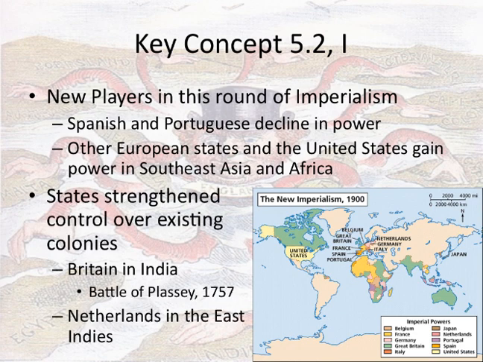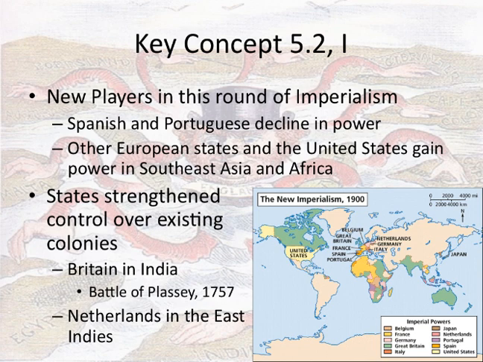And these places gain power in Southeast Asia and Africa specifically. Now, states strengthened their control sometimes over colonies that they already had, or colonies that had already existed within their realm. So, for example, Britain had first made inroads into India in the early 1600s, around the year 1608. But they really don't gain traction there in large amounts until the Battle of Plassey in 1757. This is a battle between the British East India Company and the last remnants of the Mughal Empire, and it ends in a victory for the British East India Company.